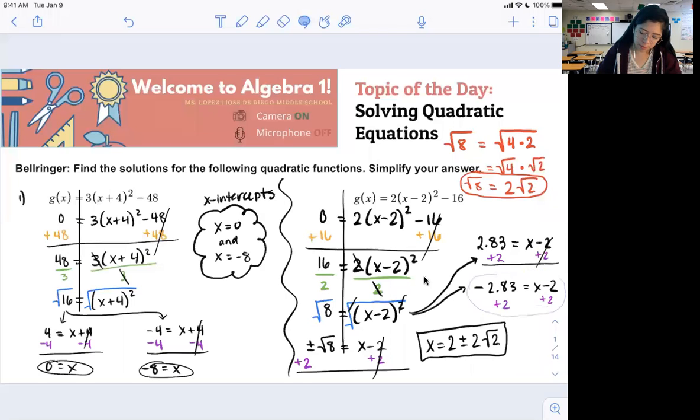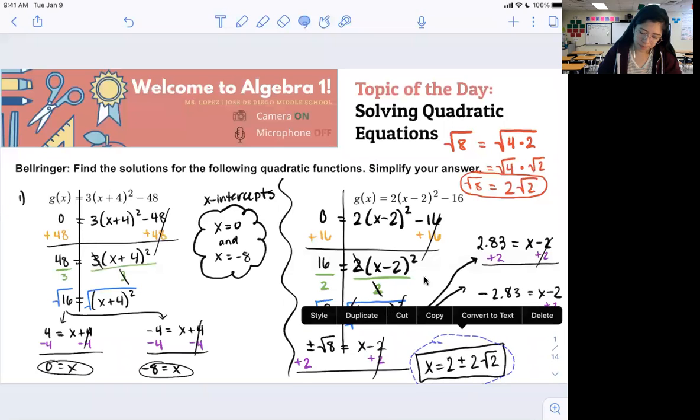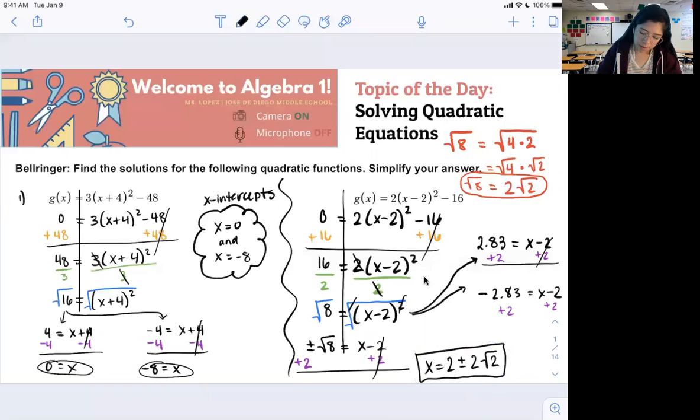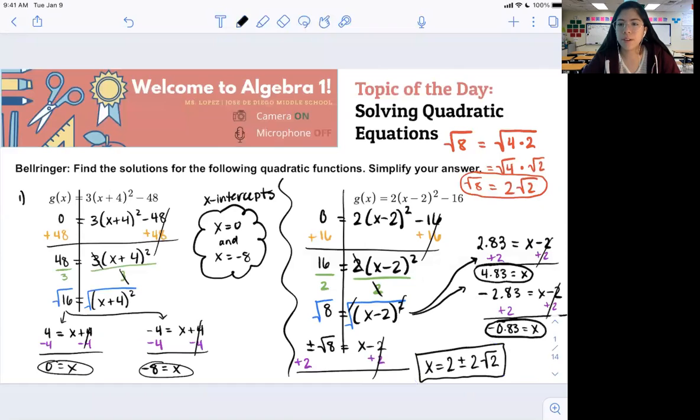Hold on, let me make this a little bit better organized. Okay. So I get 4.83 on this side. And then over here, negative 2.83 plus 2, I'm going to get negative 0.83 equals x. Okay.